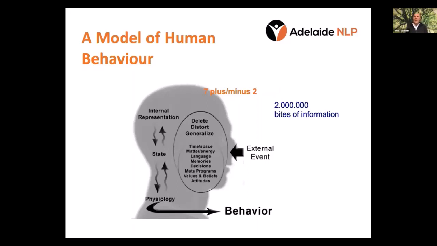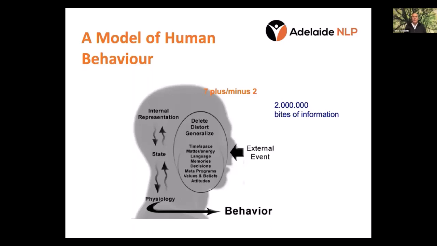So this is where our unconscious mind steps in and helps sort out that information. It deletes 99.8% of all the information that's coming in and tries to figure out what's the most important information that we need at this point in time.